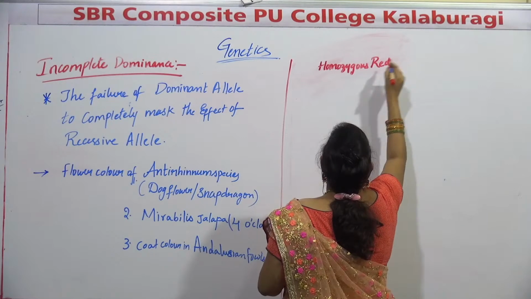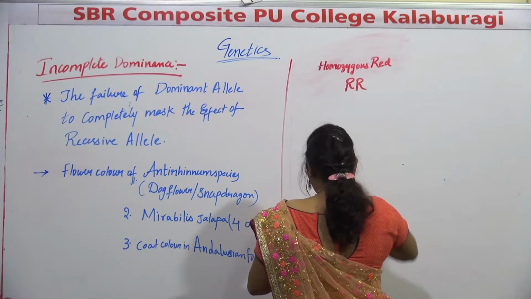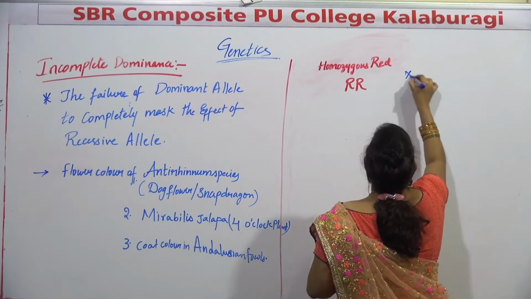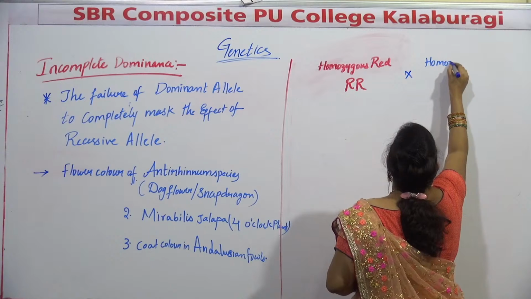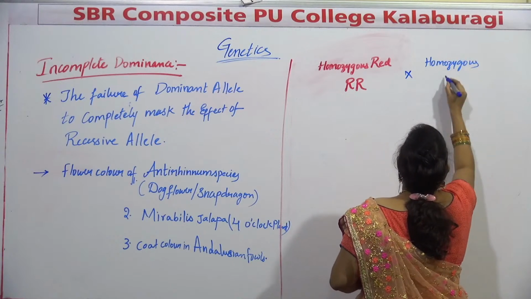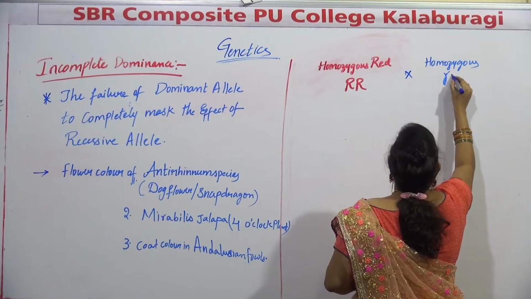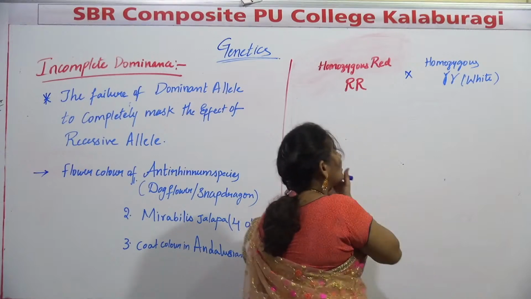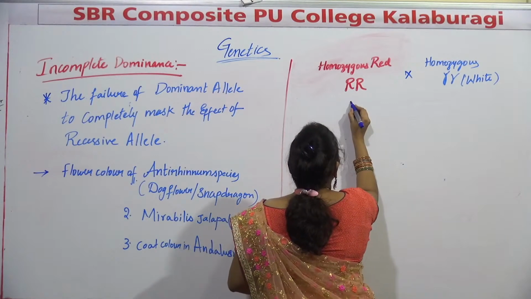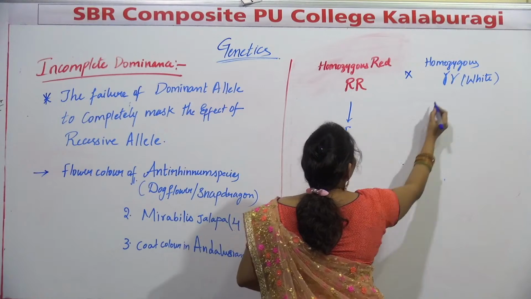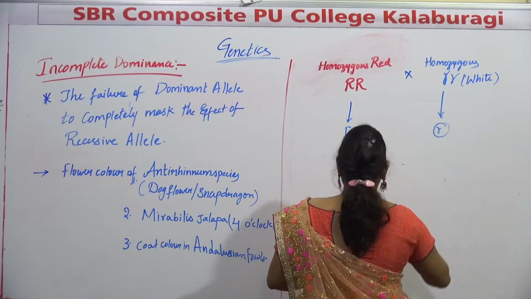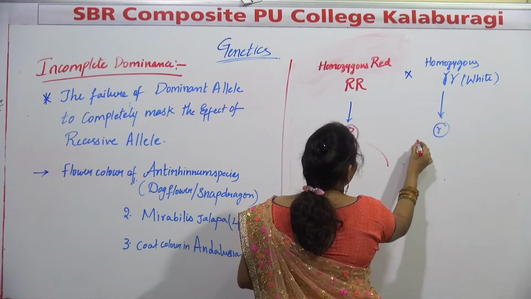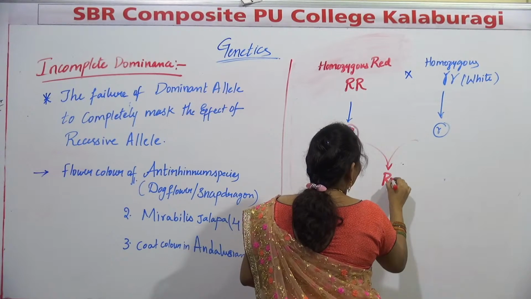red, which have capital R, crossed with homozygous white flowers. These are white. Homozygous white flowers. Okay, it has resulted in the gametes capital R, smaller r. Then it has resulted in the gamete capital R and smaller r.